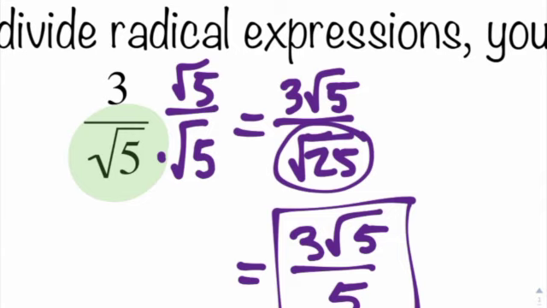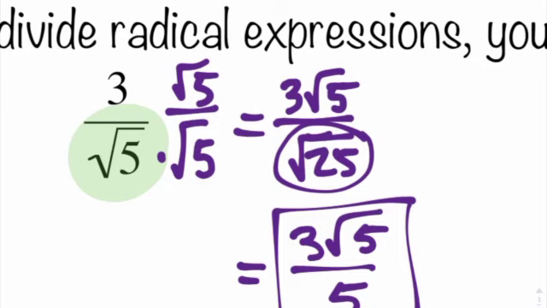So you can do that with single radicals. It's easy. You just multiply it by the same thing on the top and the bottom, and that'll give you a perfect square radical that you can do. Like this was 25, and then the answer is 5.